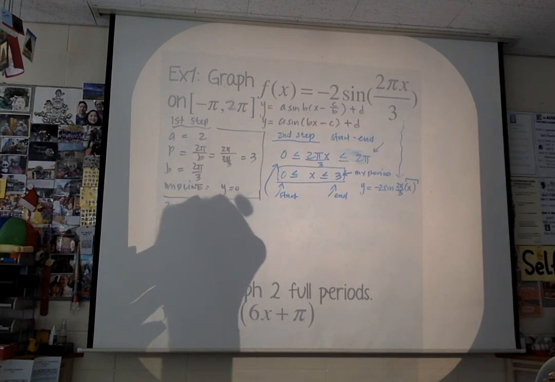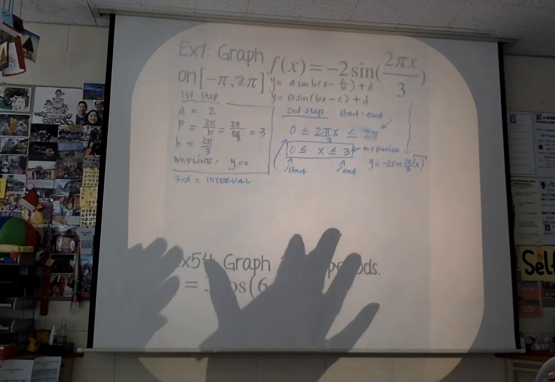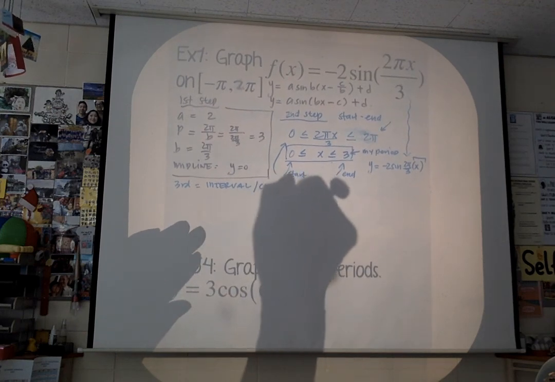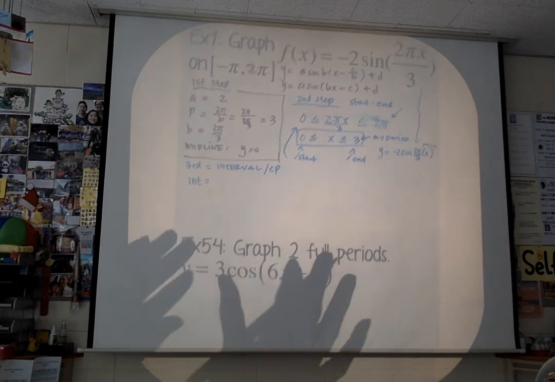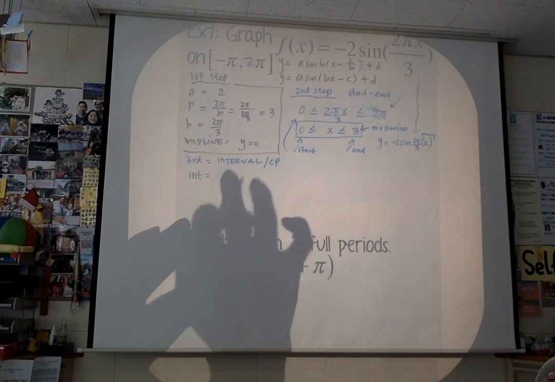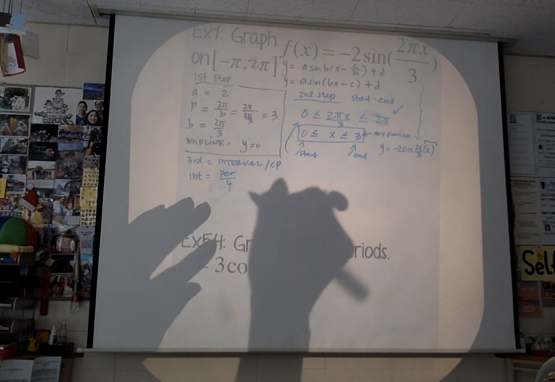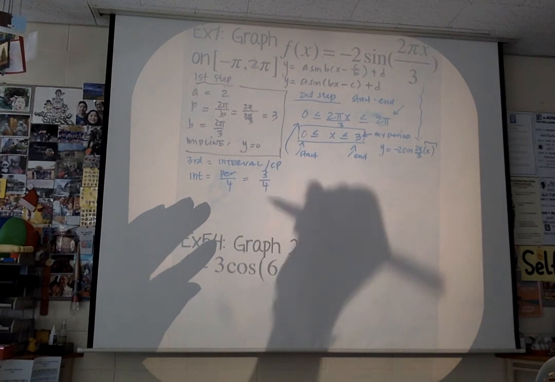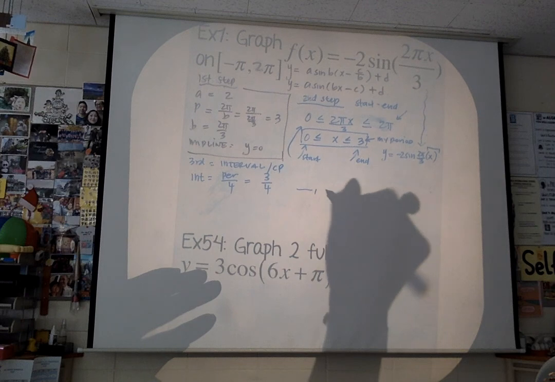Third step is your interval. You'll see what I mean when I do the interval too. So let's do the interval and also your critical points, okay? So interval is going to equal your period, which is 3, divided by what? I'm sorry, let's do period over 4. Period over 4. Okay? It's going to be 3 over 4. Done. Okay? So let's write our 5 points.